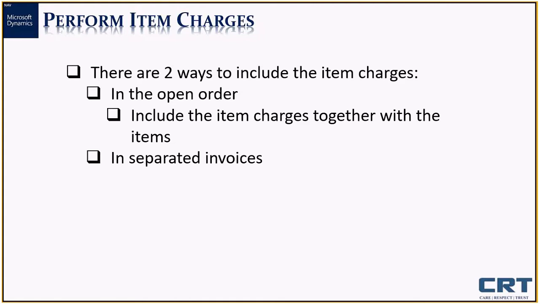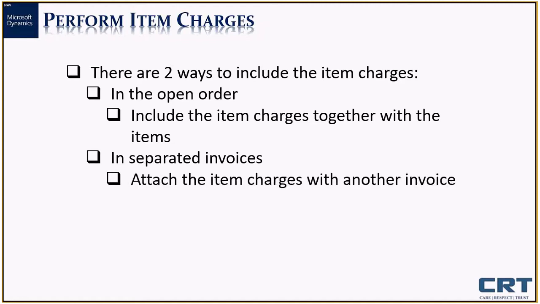Okay, so the other one is the separated invoice. Do you still remember scenario 2, just the shipment and the insurance? For that one, we need to attach the item charges from the other invoices, because the shipment was already posted and we are unable to change anything in our sales order anymore.